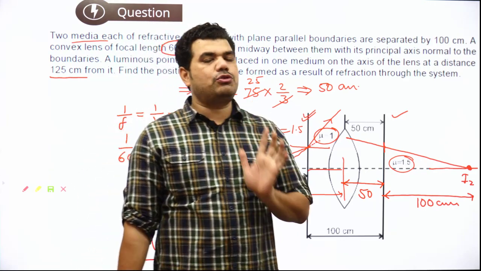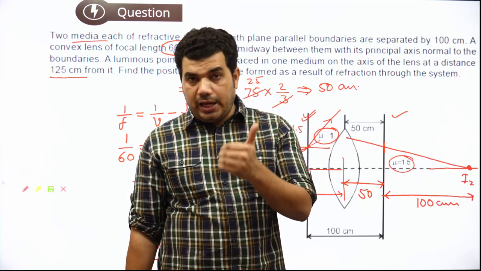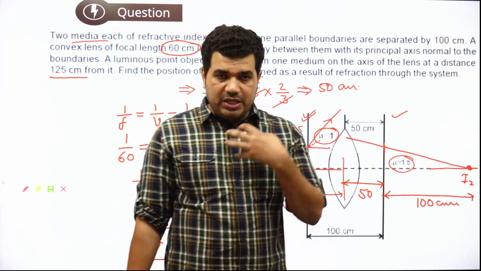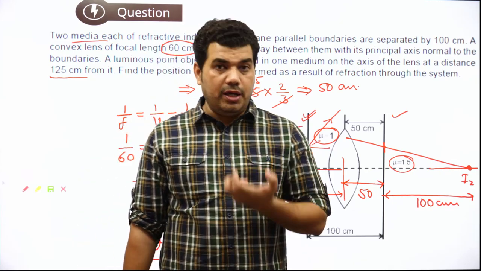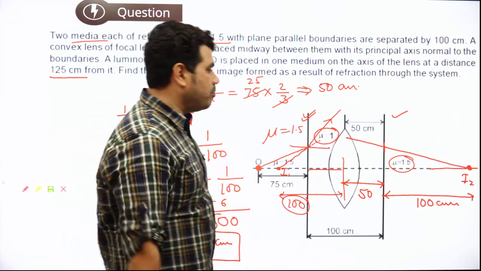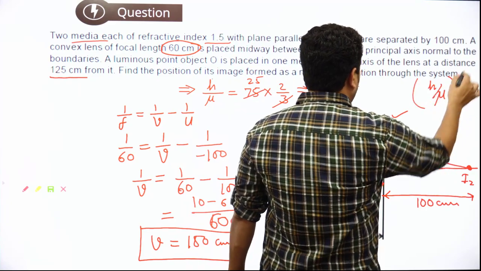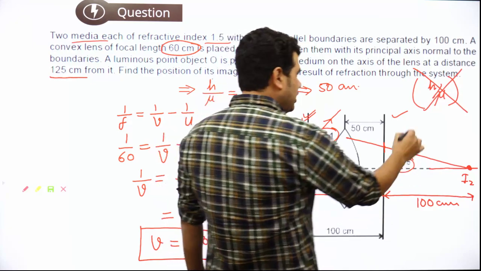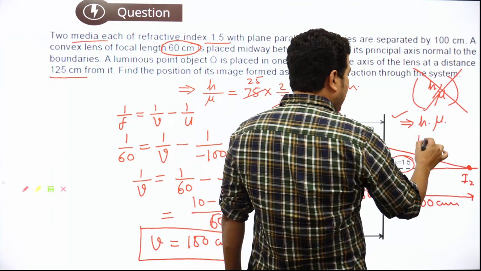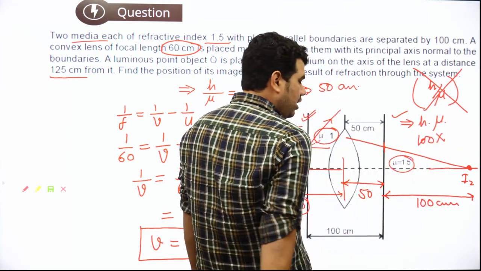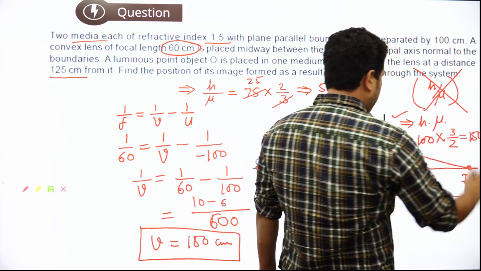Here, see my dear students, this is not a real object. This object works like a virtual object. So here there is a change in formula when there is a virtual object. So here we have to multiply, meaning H by mu is not correct. What is correct? Correct is H into mu. Got it? Means H is 100, and mu is 3 by 2, so it is 150.